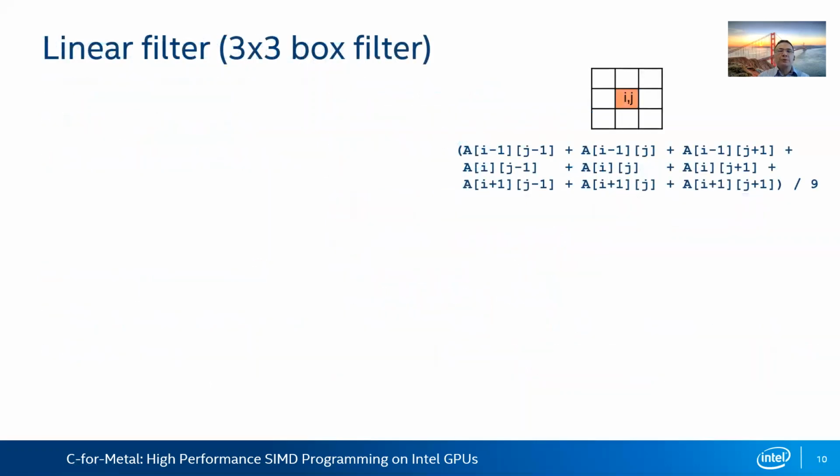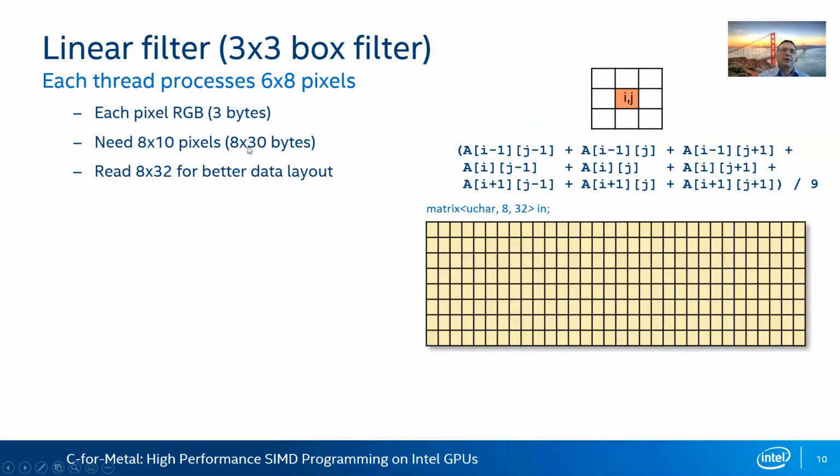With all the features we have shown so far, let's see how we can write a simple linear filter. It's a 3x3 box filter. The algorithm is simple. For a given pixel position i, j, we average the 3x3 pixels surrounding i, j. So the first thing we need to do is decide the data chunk size each hardware thread processes. In this case, it's 6x8 pixels. Each pixel has 3 bytes.